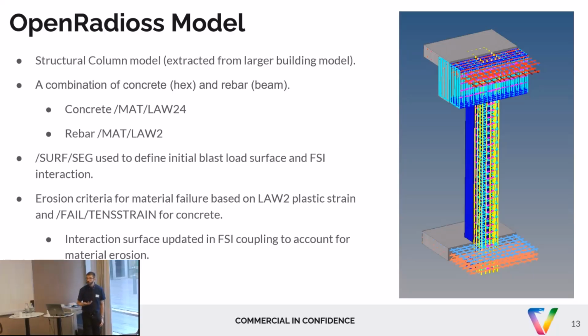So we'll start out with the OpenRadioss model, and a lot of these details, I'm assuming everyone in the audience will be fairly familiar with. This was part of a bigger model, but for testing, we just extracted a single column. And in this particular case, we have hex elements, which are one of the concrete models, and we also have beam elements to model the rebar. For the concrete, we have defined each of the hex surfaces that are exposed as blast faces, and we have put on an erosion criteria, so this can fail as the model evolves.